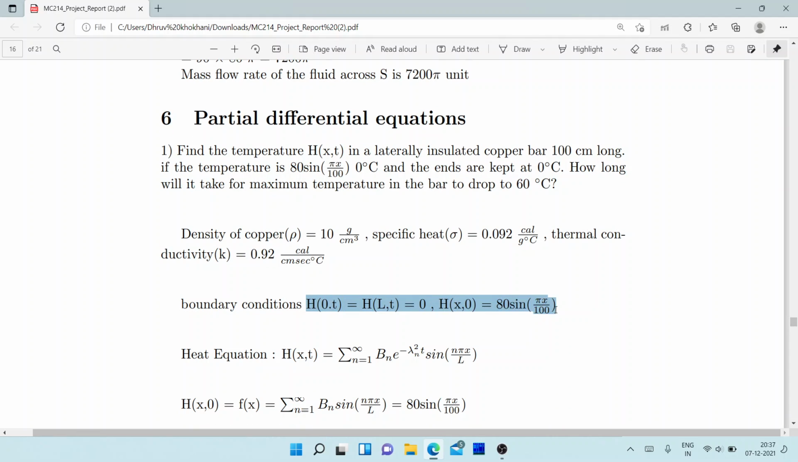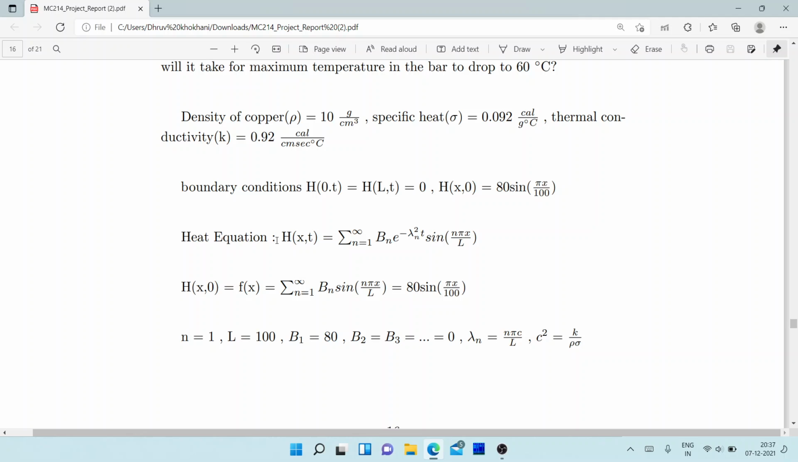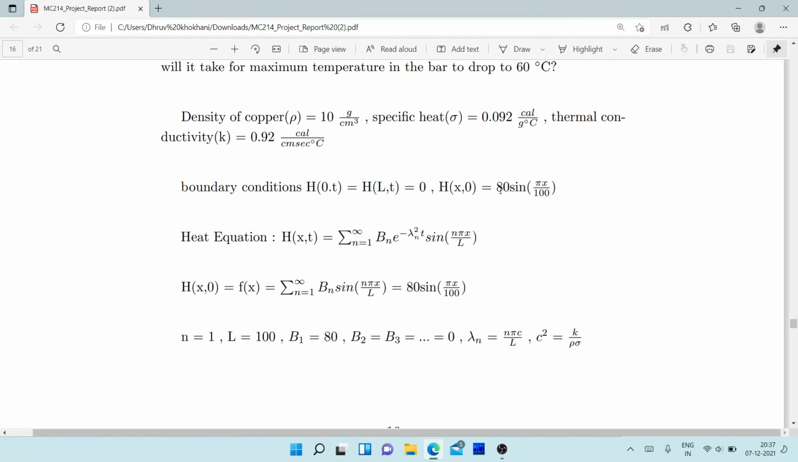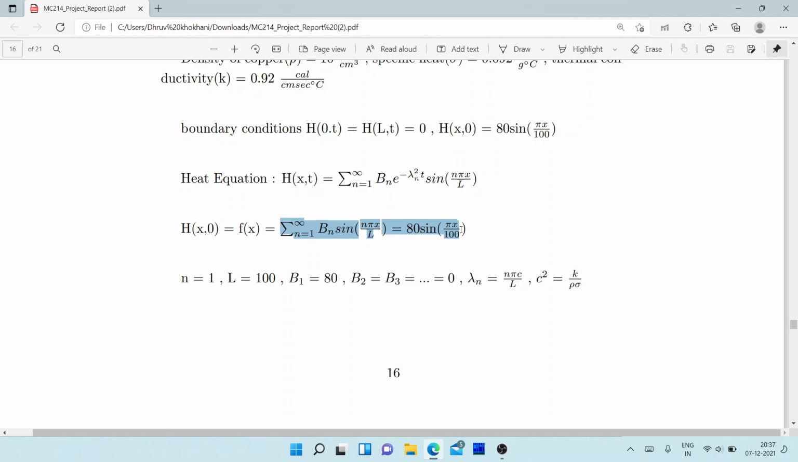So these are boundary conditions, and this is the heat equation, which is equal to summation n equal to 1 to infinity Bn e to the power minus lambda n squared times t into sin(n pi x by L). So we put t equal to 0 in this equation, and we get this equation. So we also have a value of f of x comma 0. So we compare these two equations. So we get n equal to 1, L equal to 100, b1 equal to 80, and other coefficients b2, b3 are 0.